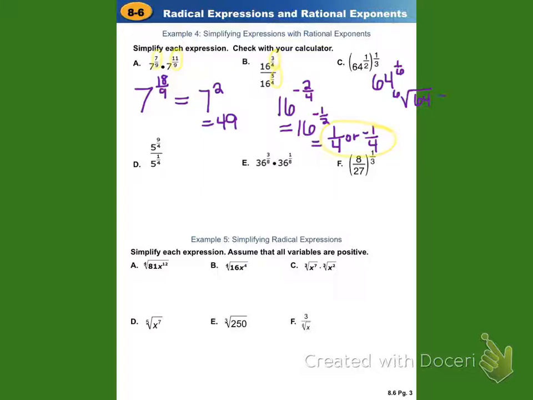The 6th root of 64 is 2, or, as we saw at the beginning of this lesson, it could also be negative 2, because we're taking an even root of a positive number. So my two solutions are 2 and negative 2.